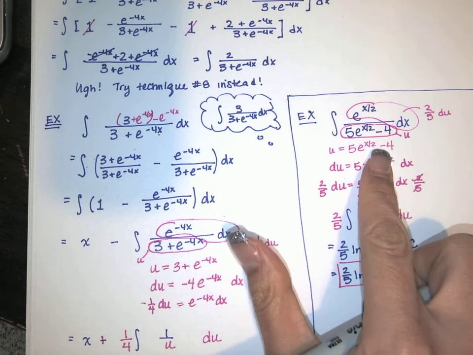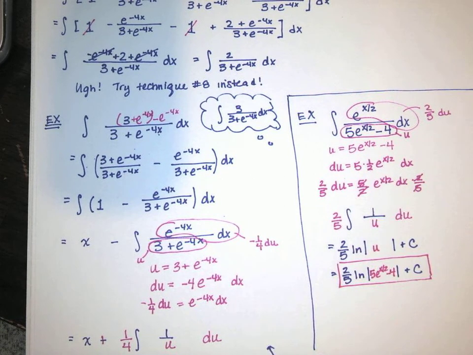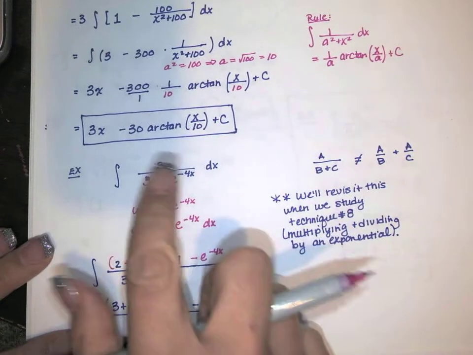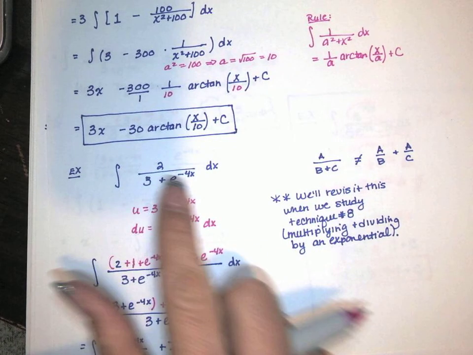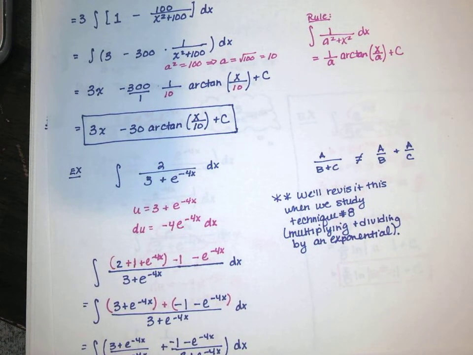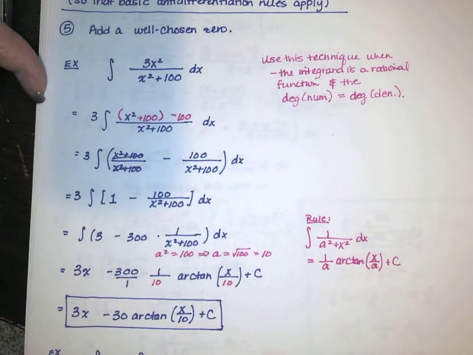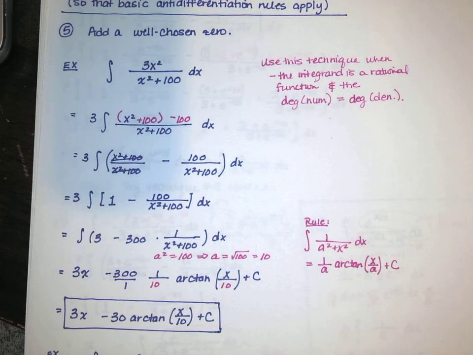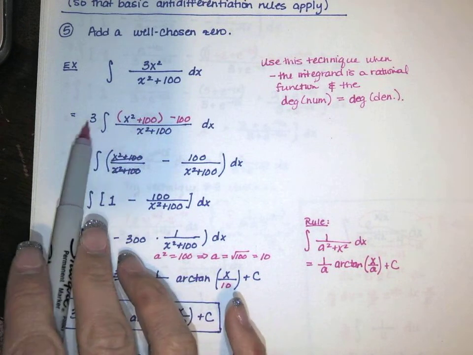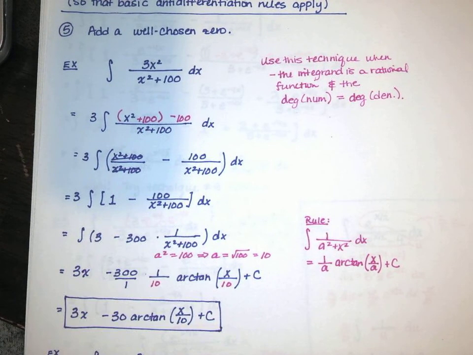So this is a u sub, not a well-chosen 0. This is a well-chosen 0. And this guy, we've got another technique for. We're going to use technique number 8, multiplying and dividing by an exponential. But this is a great candidate for well-chosen 0 when the degree of the numerator and degree of the denominator are the same. Just factor out any constants and add and subtract what you need in order to apply your basic rules. You can also do long division, but this allows you to avoid long division.